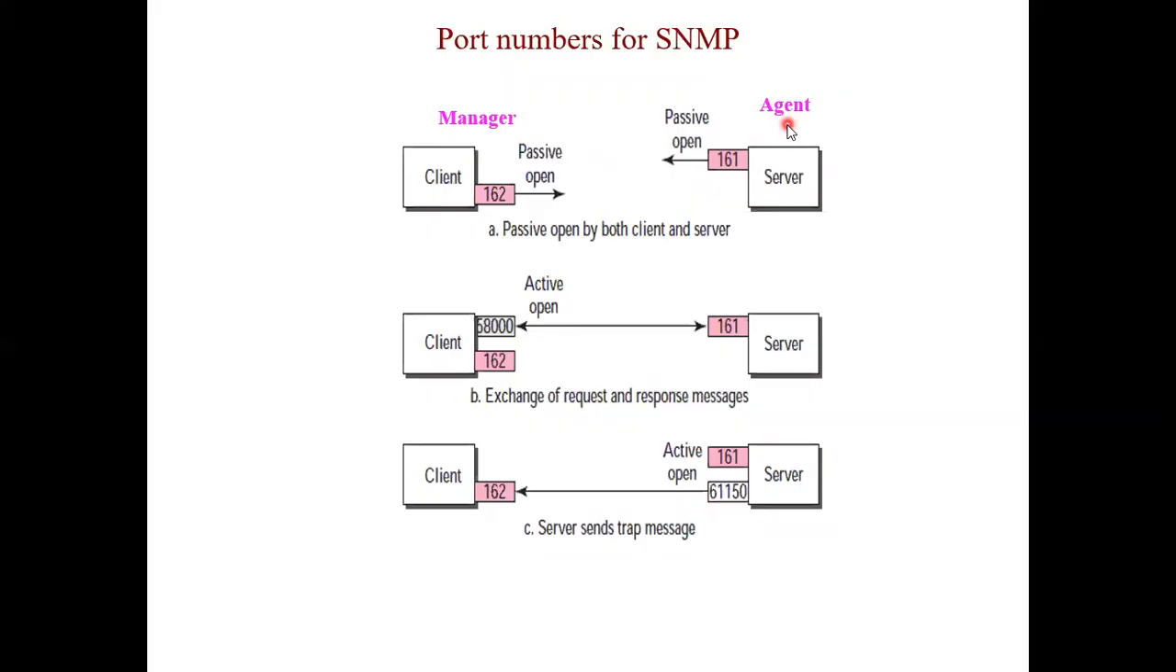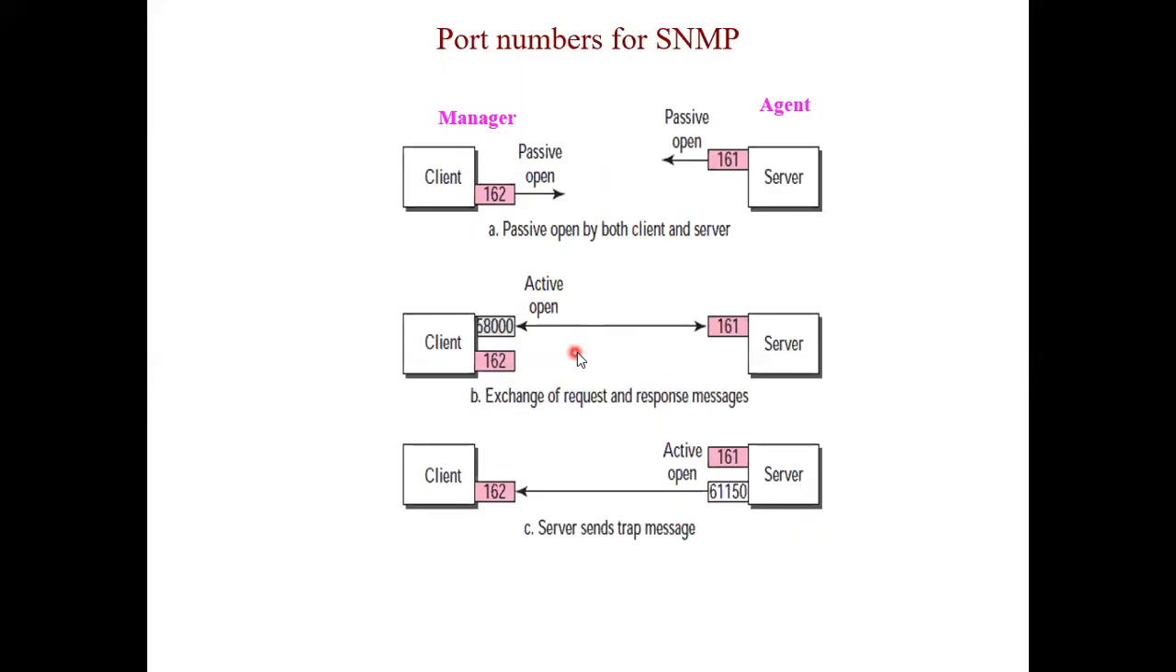From the previous slide, we understood that there are two ports for communication, 161 and 162. Here the client and the server want to communicate, so they have these ports 161 and 162 as passive open. I will explain all of this with respect to these three diagrams, A, B, C. There is a passive open by both, then an exchange of request and response messages. I'll explain each again, but I'm just telling what is in this slide. Passive open means they are in the listening mode.